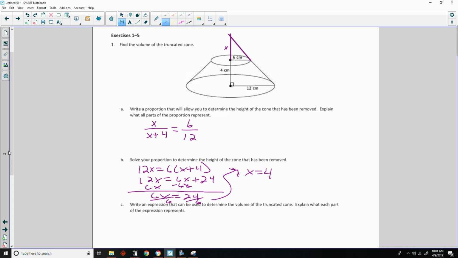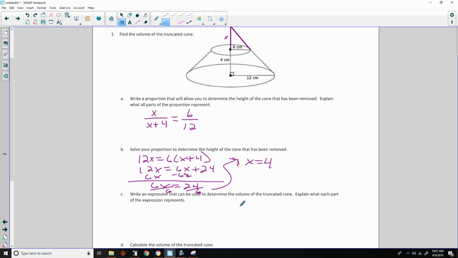C says, write an expression that can be used to determine the volume of the truncated cone. Okay, so first of all, I would say volume, let me change colors. Volume equals 1/3 pi r, the bigger one, because we're subtracting, pi r squared times the height of the whole thing, which is x plus 4, or 8. We already know the x, so there's no sense putting the x in. So that'll be 8.